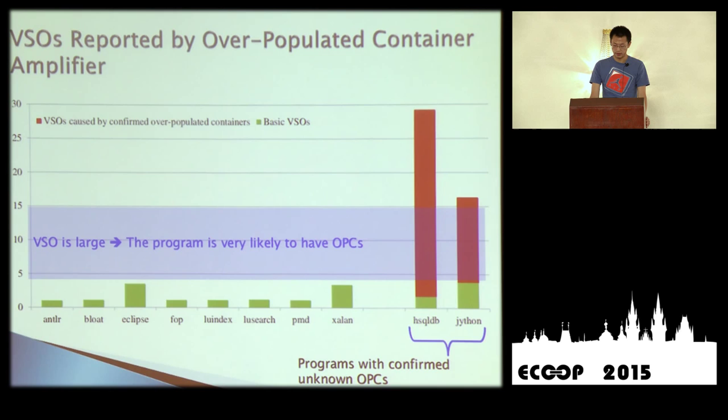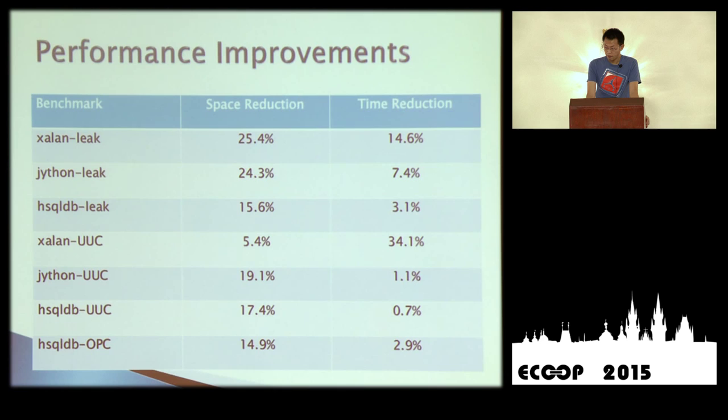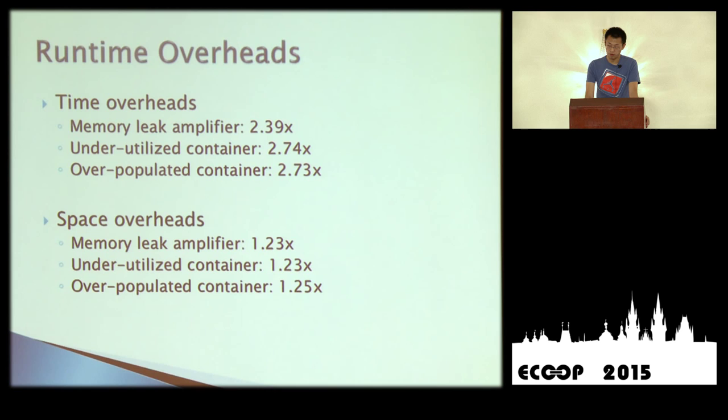And here is the virtual space overhead reported by our overpopulated container amplifier. Two programs have very large virtual space overhead, and we looked into it and confirmed they contain problems. And after fixing them, their virtual space overhead was reduced to the normal range. After fixing the problems, we get some performance improvement, and we can see that we can get both space reductions and time reductions.